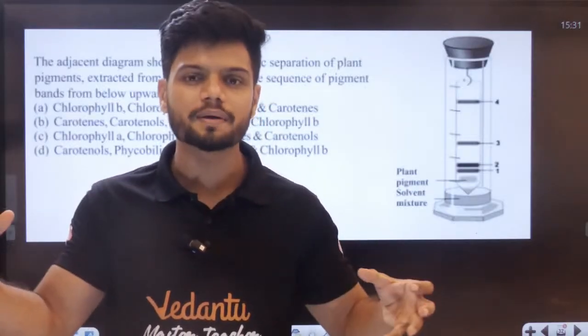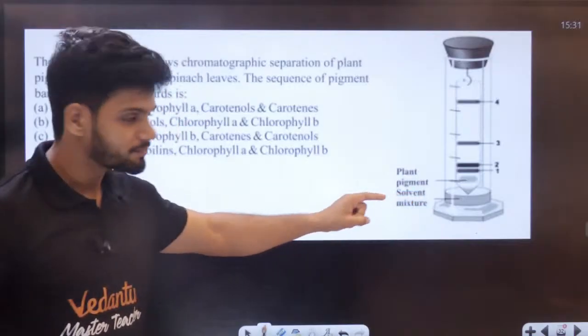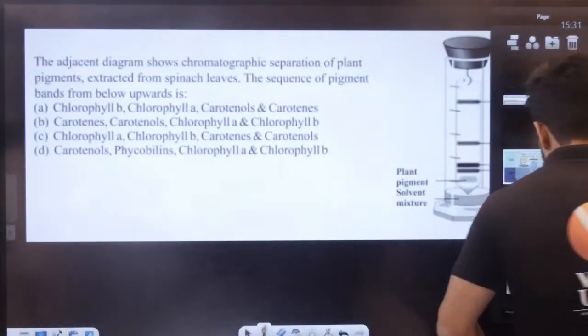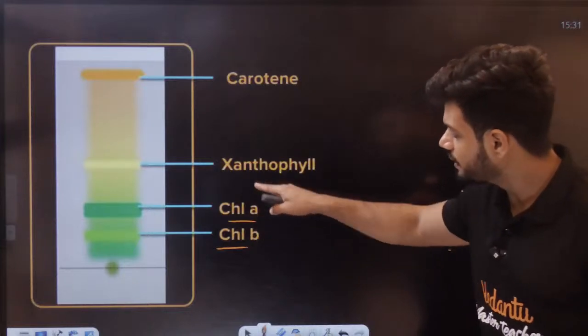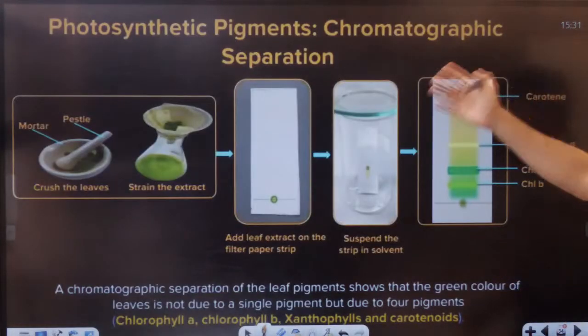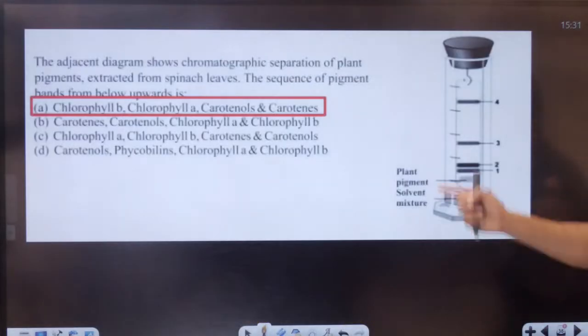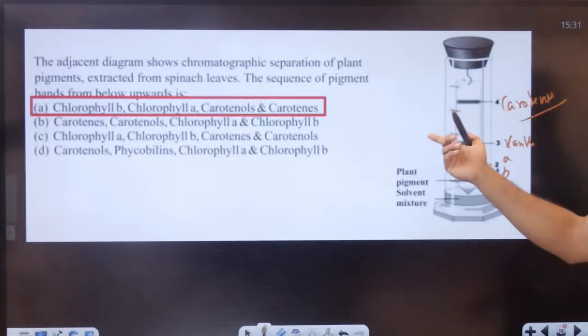When the separation happens, we can see an entire spectrum here, and all of you might be aware, the pigment present at the end is chlorophyll b, then we have chlorophyll a, then xanthophyll and carotenes. And this is from my class. So the answer is option A. First we have chlorophyll b, then chlorophyll a, then xanthophyll, and then carotenes. That is the answer from my class.